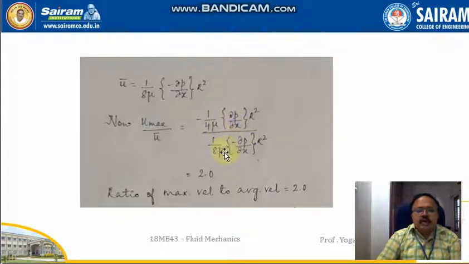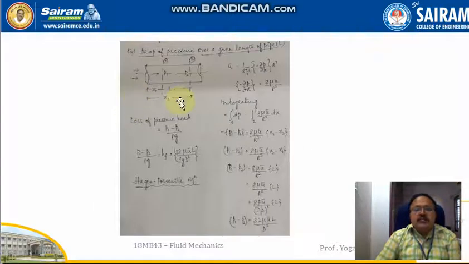Other things get cancelled. Finally we are left with 8 by 4, that is equal to 2. So it is proved that the ratio of maximum velocity to average velocity is 2. In the university question paper, you will be asked to prove that the ratio of maximum velocity to average velocity of laminar flow is 2, for which you need to show this part of the derivation.